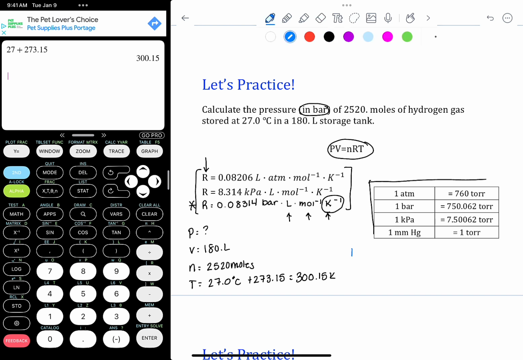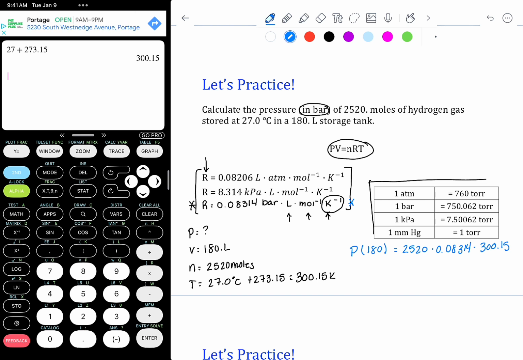So we have P, which we're solving for. We have V, which is 180. Then we have N, which is 2520. And now we have R. We want to make sure we use the R that is in the same units as the pressure that we either have or that we want. So we're going to use 0.08314 for our R. We're then going to plug in our T, which is 315 Kelvin. And now we want to solve for P.